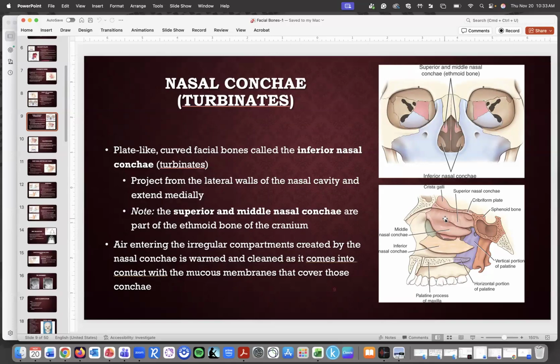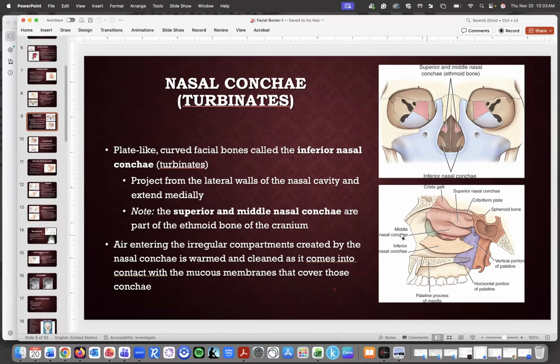Now remember, the ethmoid is technically a cranial bone, whereas the rest that we've been talking about in this presentation are facial bones. So again, ethmoid is a cranial bone, and it does make up some of the facial features. For example, this part of the nose right here.